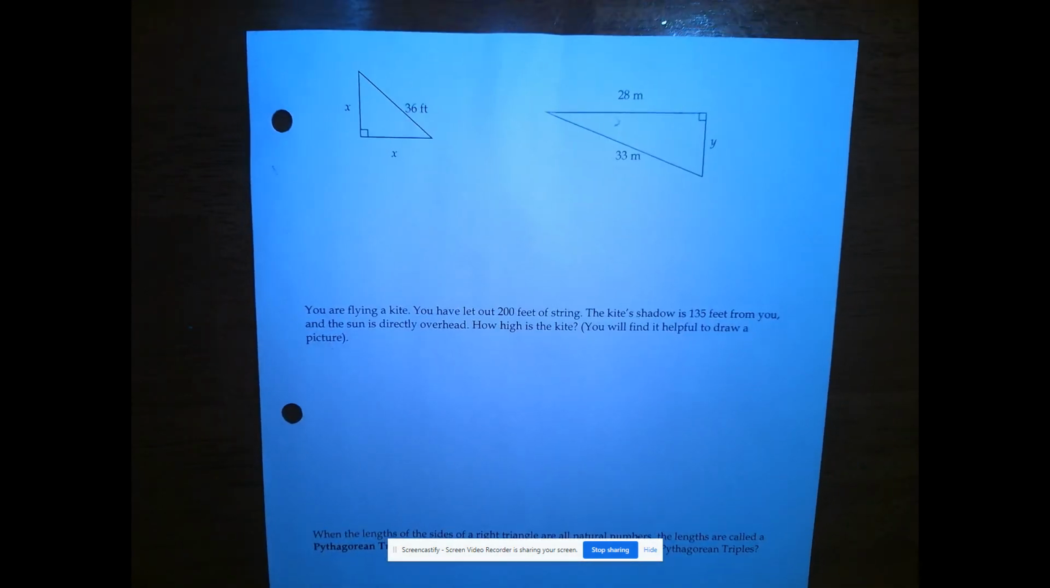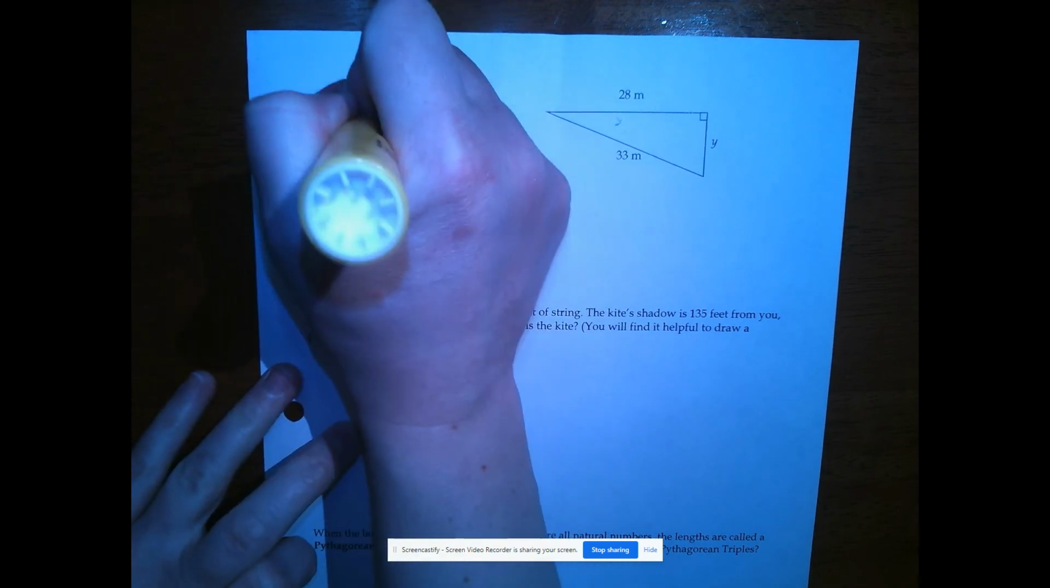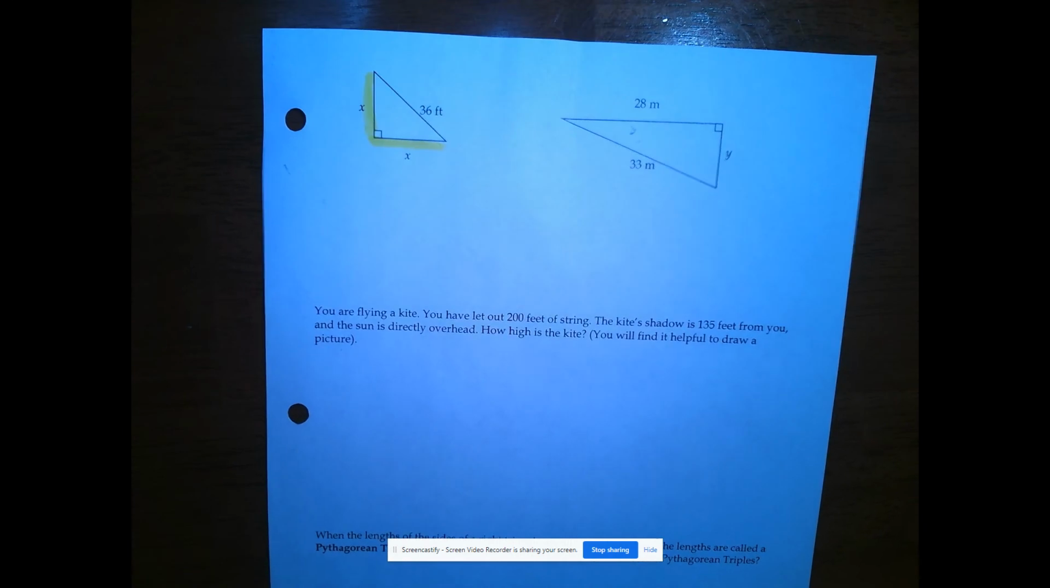When we look at the back, we have two more that have things that are missing, and the one that's on the left is a little bit unique. So we're going to do the same. It's a right angle. It's a right triangle. I've got two legs, but this time both of the legs have a variable. And then the hypotenuse is the one thing that we know, the 36.